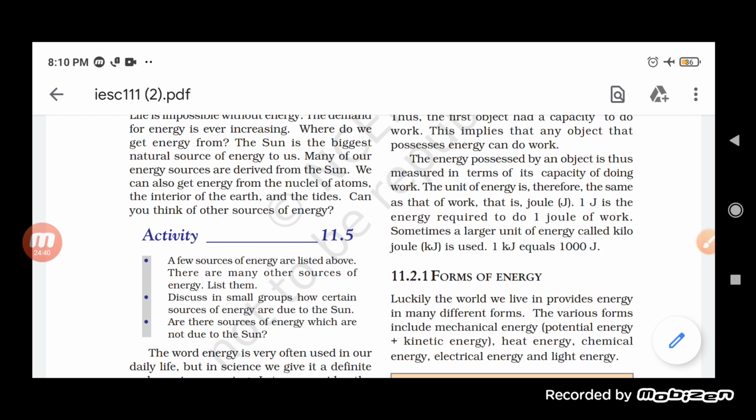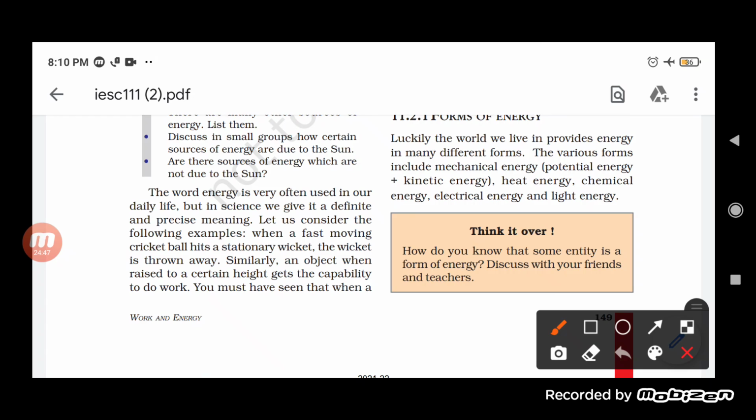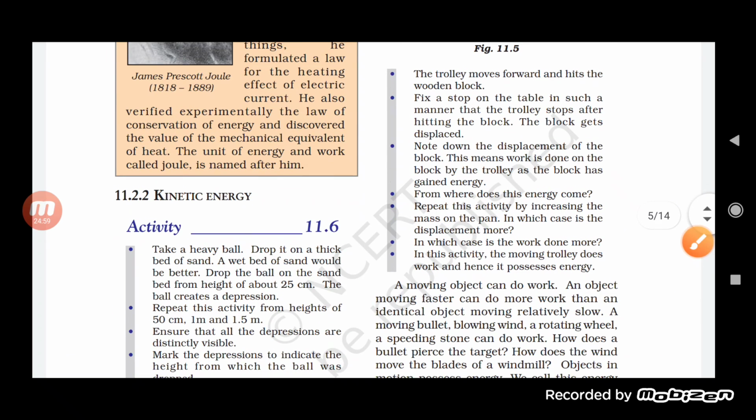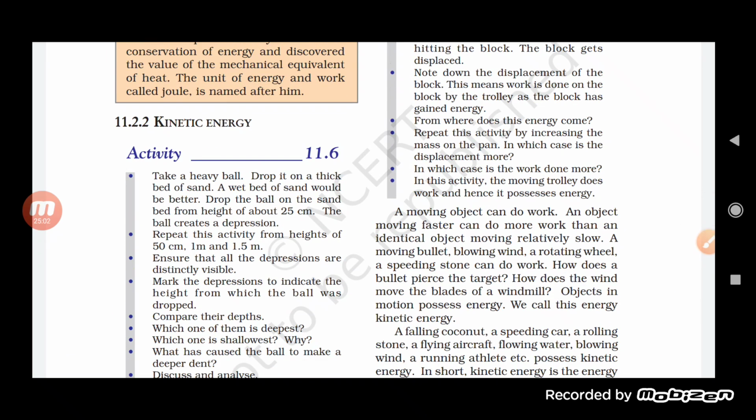Now, this energy is also classified into different forms. A lot of various forms of energy are there, students. They include potential energy, kinetic energy, heat energy, chemical energy, electrical energy, and light energy. These are all different forms of energy. The things we have to understand in this chapter are kinetic energy and potential energy, students. So we will try to understand kinetic energy.